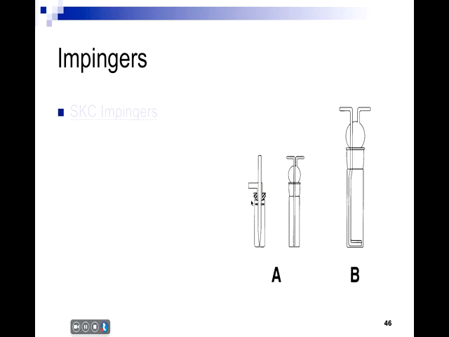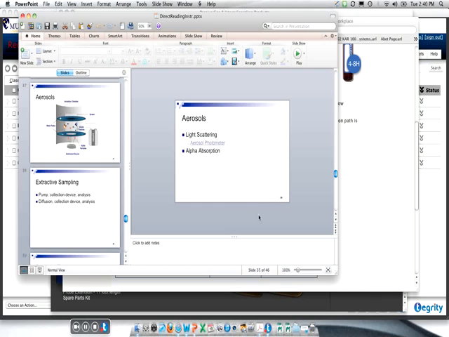So impingers can be used for industrial hygiene sampling. They can be used for many applications, including environmental cleanup of contaminated air. And that concludes the discussion of direct reading instruments, as well as a little bit on extractive and active and passive sampling.